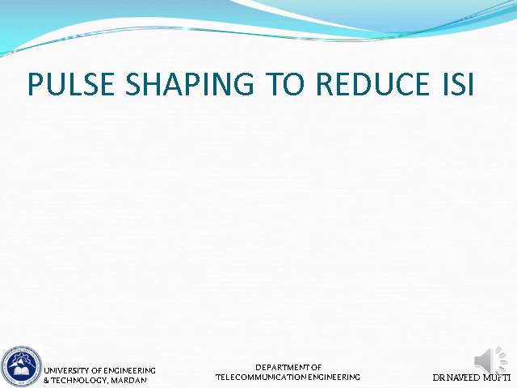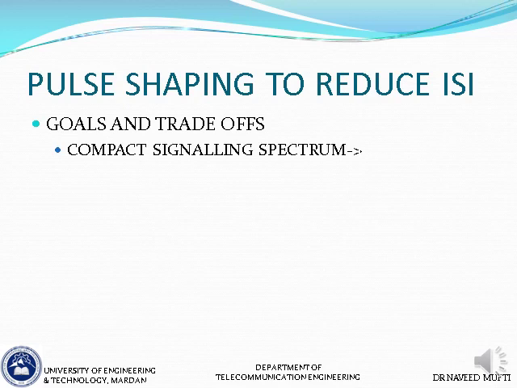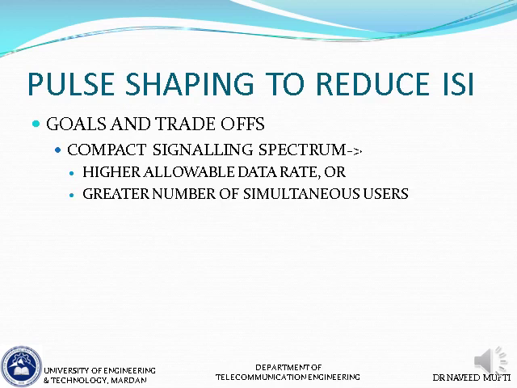तो बेसिकली हमारा टारगेट क्या है कि हमने पल्स को शेप देनी है अब to reduce ISI. What are our goals and trade-offs? ज़ाहिर बात है हम चाहते हैं कि जितनी कम से कम बैंडविड्थ लगे और हमारा काम भी हो जाए. So we want a compact signal spectrum. उसका हमें फ़ायदा ये होगा कि या तो हमें हायर अलाउएबल डेटा रेट मिल सकता है या फिर ये कि ज़्यादा ग्रेटर नंबर ऑफ़ यूज़र्स स्पेक्ट्रम को शेयर कर सकते हैं. So that is what we want.